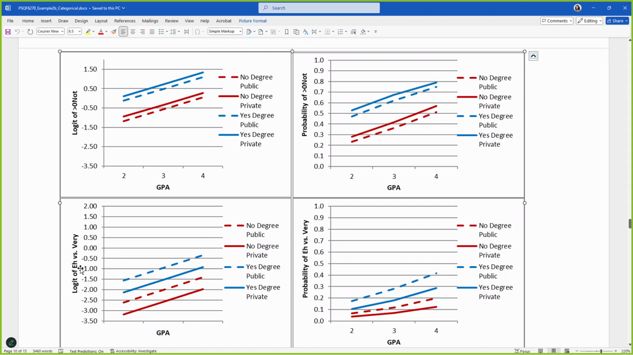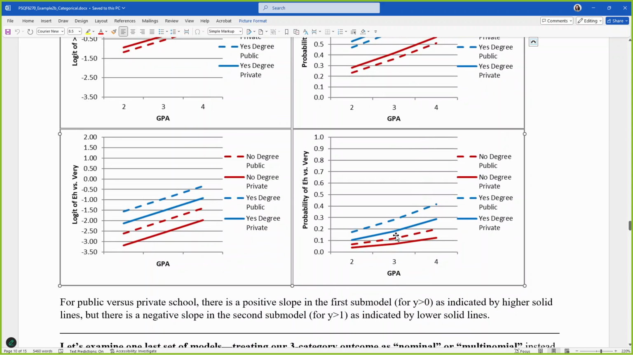Now, logits are not going to be very helpful to most people. So then we take the predicted logits and we convert them into probabilities. And so this is displaying exactly what the submodels are predicting. Not the probability of each category, but the probability of something greater than 0 for the first one up here, and the probability of something greater than 1 down here. So these are starting to look a little bendy, and these ones are definitely a little bendy.